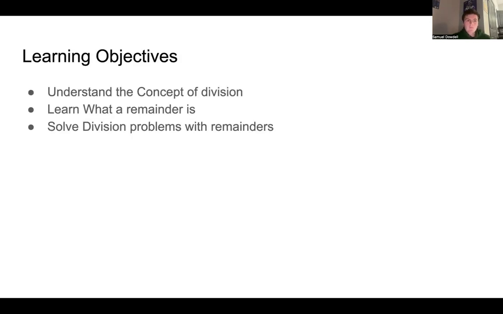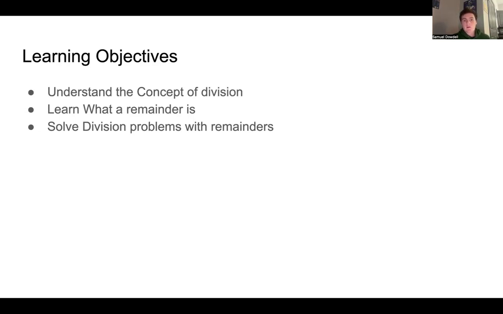So I first wanted to start out by going over some of the learning objectives that I was hoping to cover today. The first one is just understanding the concept of division, understanding what exactly division is and how we're going to use it and how it works. The second objective I wanted to really nail today was learning what a remainder is.